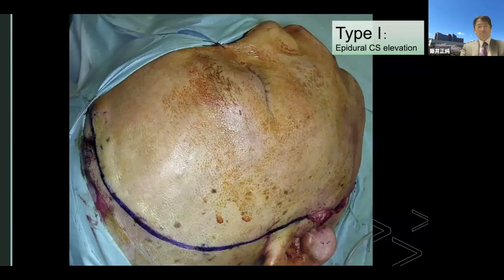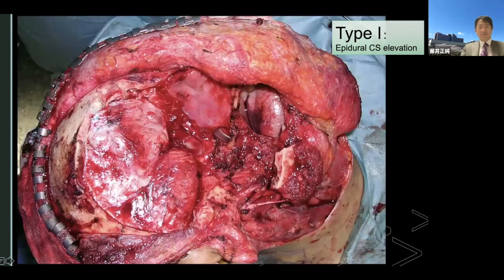So this is a photo just before surgery to give you some idea of the skin incision. This is a wide, big C-shaped skin incision to get a wider operative field. And next, this is a slice showing the final view of the resection of this patient.